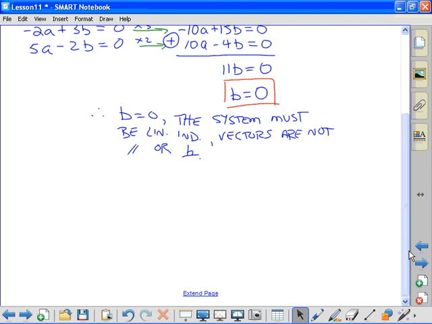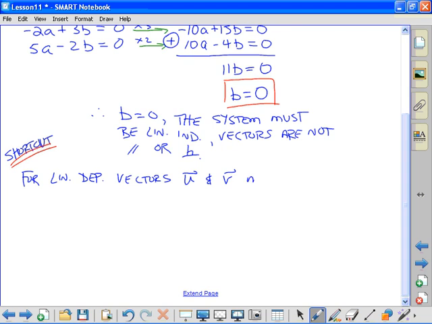Now a shortcut, an alternate solution. A whole bunch of connections, and the thing I love about this course is that there's not one way to do everything, so you look at it a different way. For linear dependence, vectors u and v must be parallel or collinear. Whoops, I wrote perpendicular above, which is the wrong thing to put in there. It should have been collinear. It's all right, my brain is not working nearly as fast as the hand.